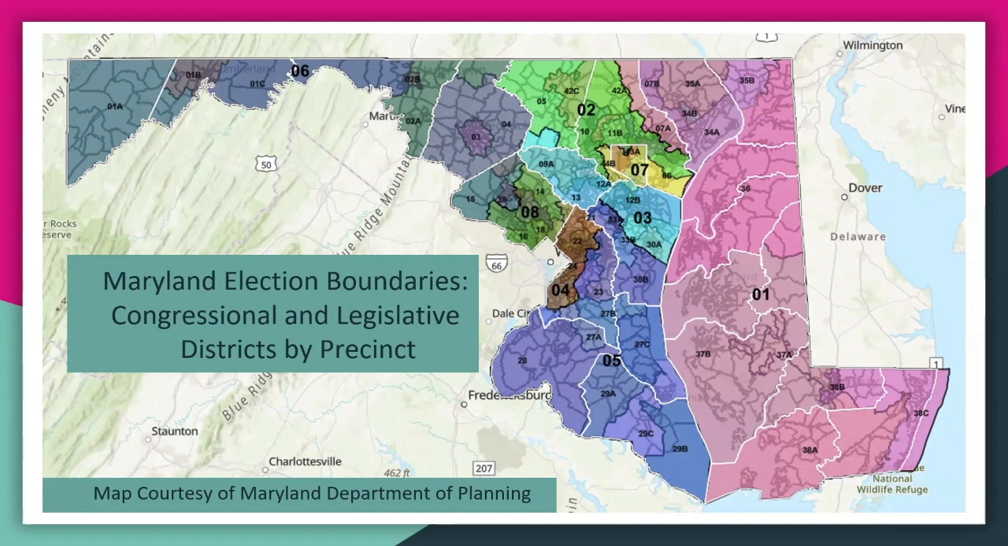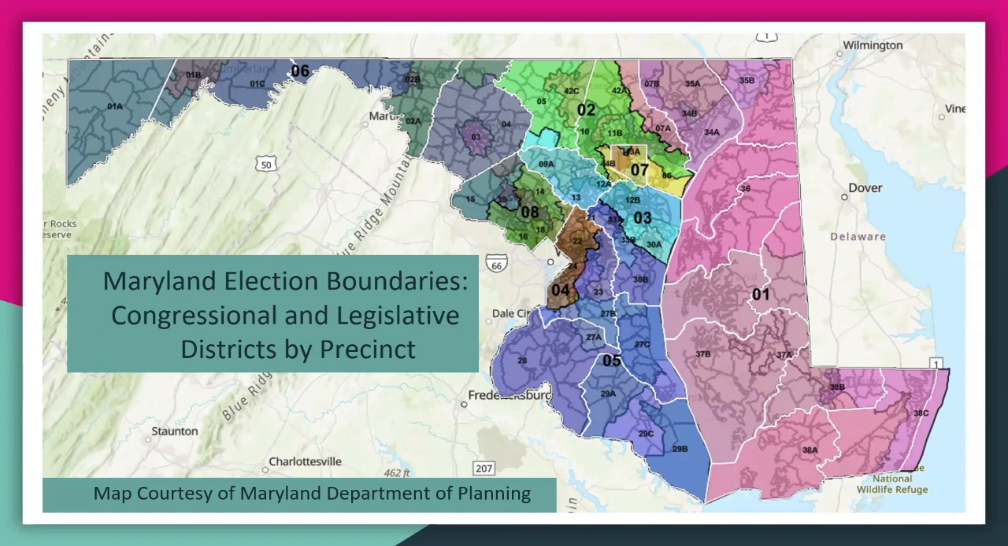Here's a map of the congressional and legislative districts by precincts in Maryland. The Maryland Constitution sets out the procedures for defining these districts. This ensures that your vote truly counts and contributes to the democratic process.